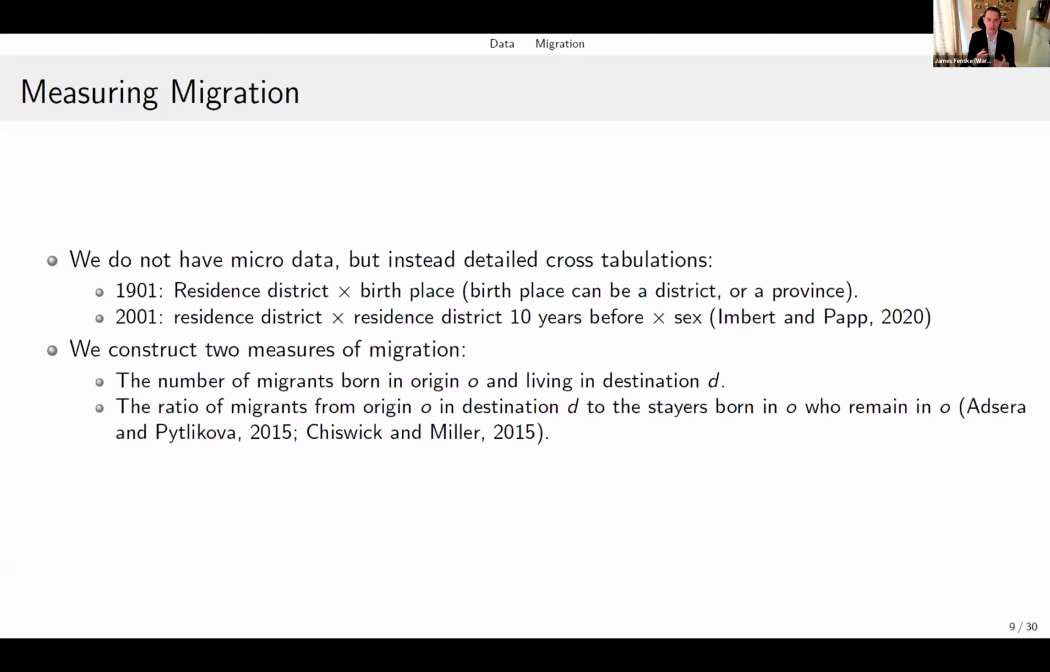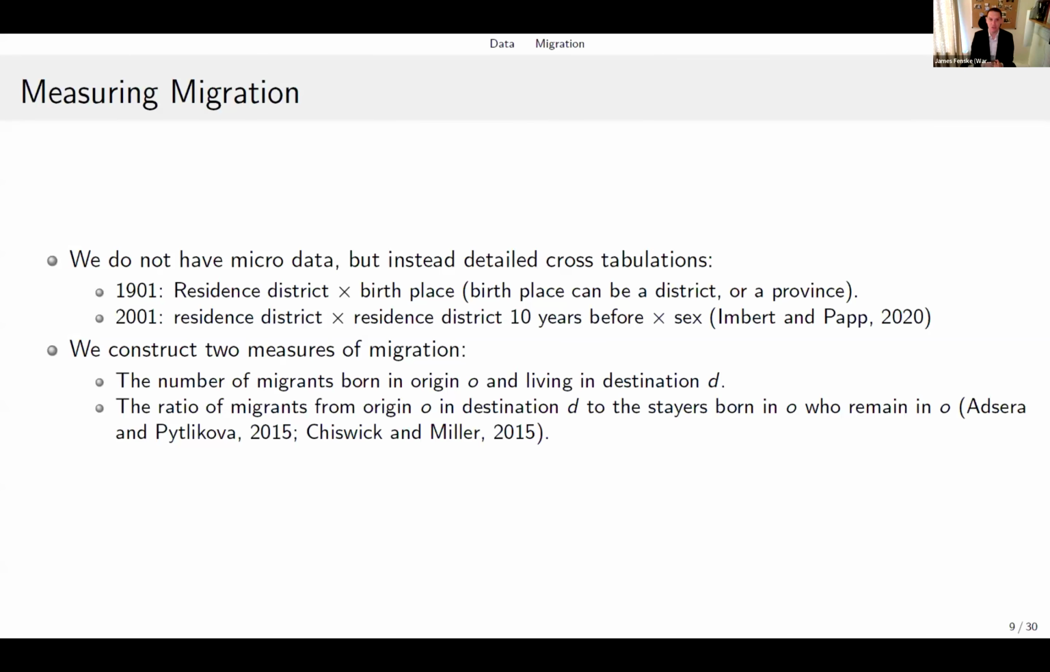Although I've written this down as if we have it by sex only in the present, we actually know males and females among the migrant population in both time periods. We're going to construct two different measures of migration. The first, that's going to be suitable for a Poisson gravity-style regression, is just going to be counts: the number of migrants from origin O who are living in destination D.